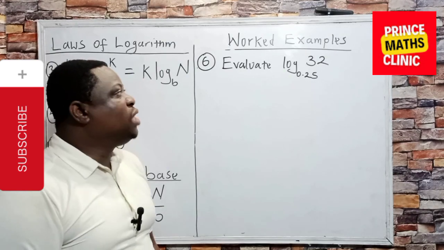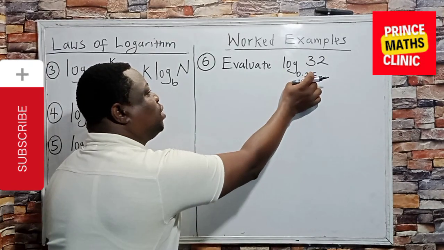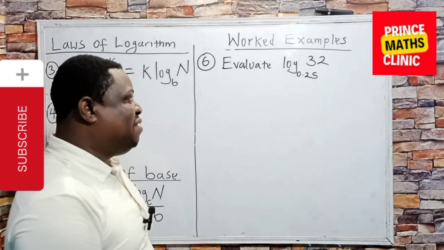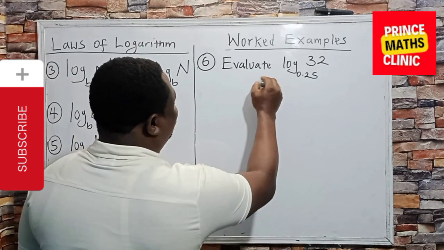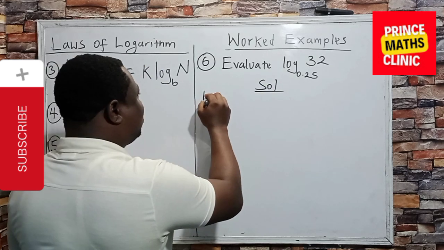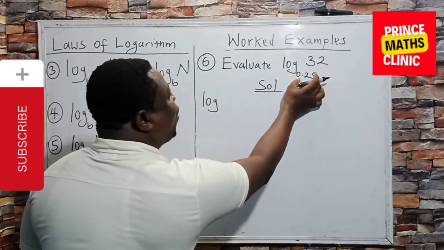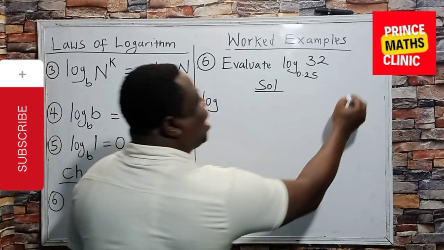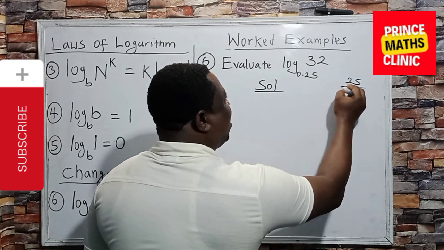We want to evaluate log 32 in the base of 0.25. Solution. We know that 0.25 is the same as 25 over 100.